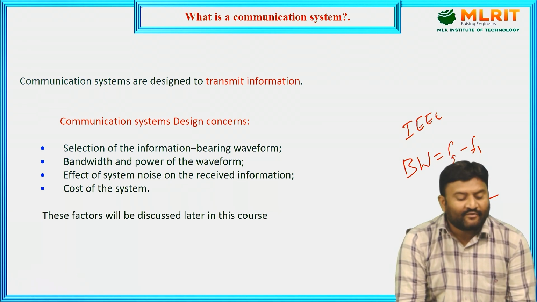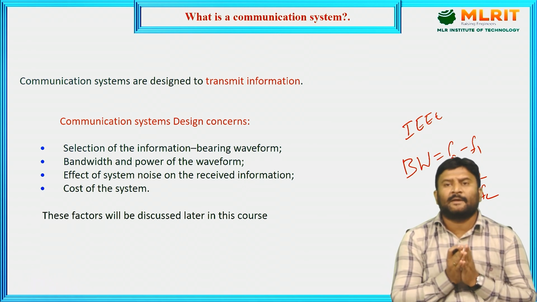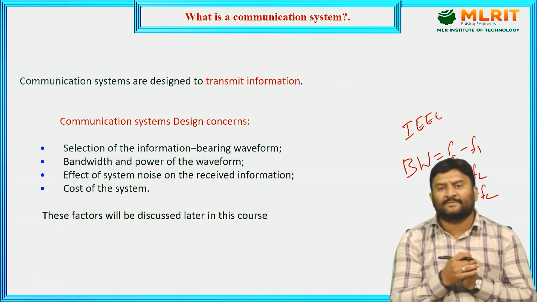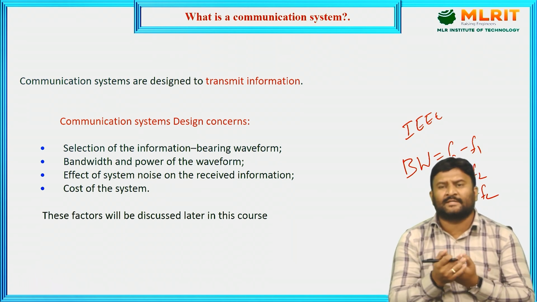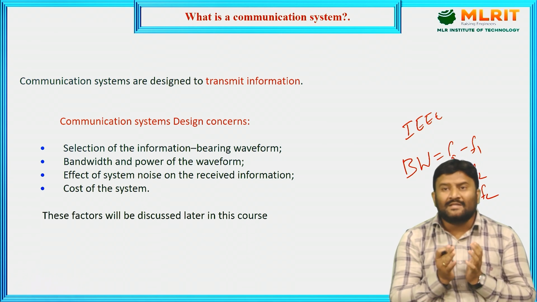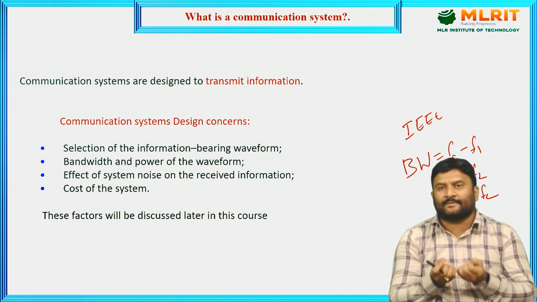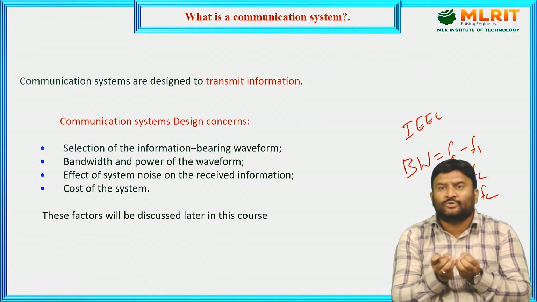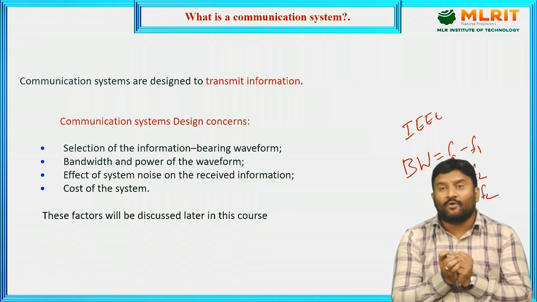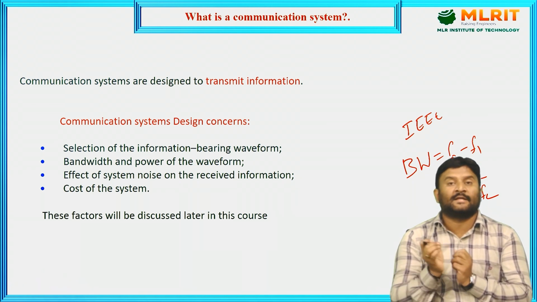The next one is the effect of system noise on the received information. This is one of the important parameters. For example, I am speaking something and it is passing to the transmitter. Then the receiver does not receive the actual information, but has some unwanted signals. That is called noise. Once noise is added to the original information, the signal strength decreases, which means the efficiency is lost. Therefore, you need to transmit the information without noise so the receiver gets perfect information.